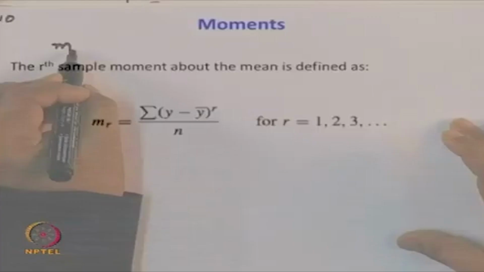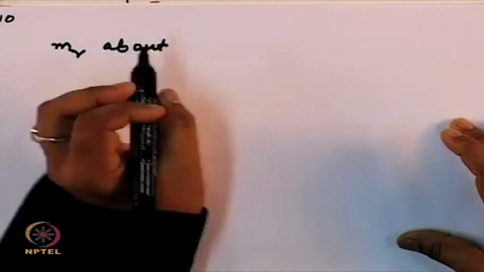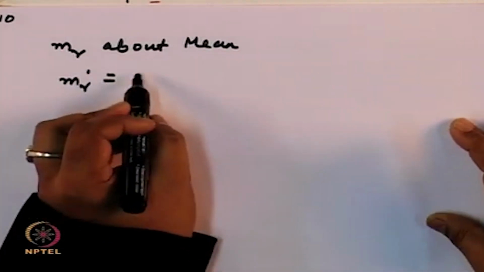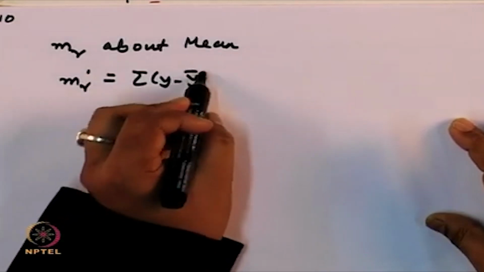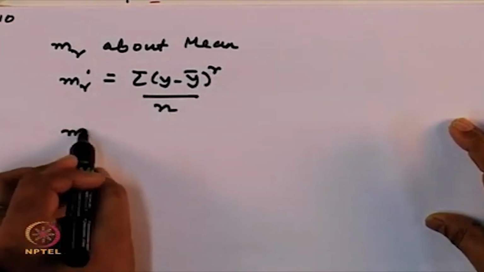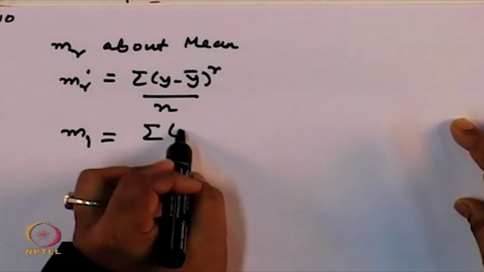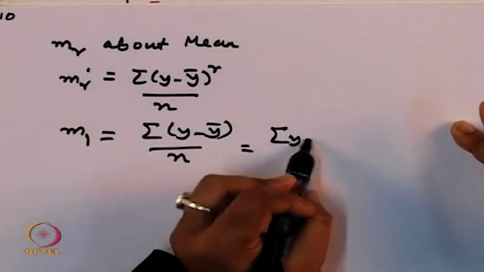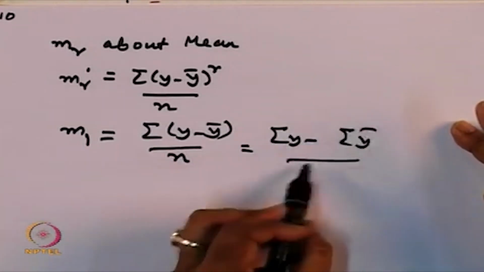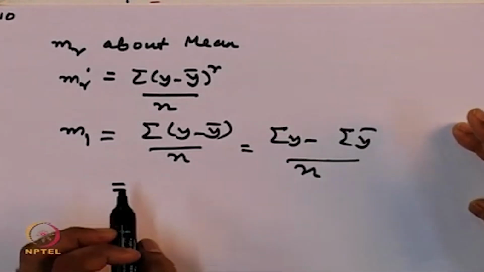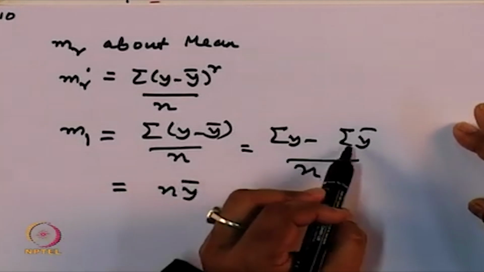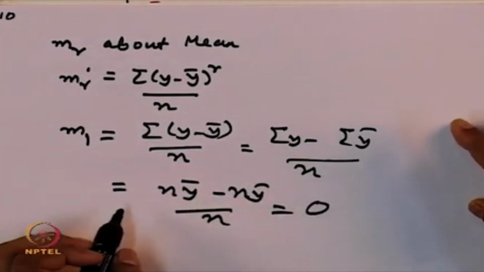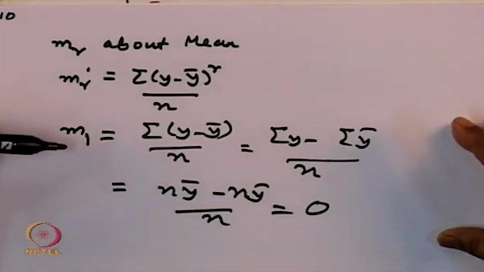So mr about the mean is defined as summation y minus y bar whole to the power r by n. So m1 in this case will be summation y minus y bar by n, and this is nothing but summation y by n minus summation y bar by n. Summation y is equal to n times y bar, and summation of y bar n times is n y bar. So this would give me a value of 0. Okay. So the first moment about the mean is 0.